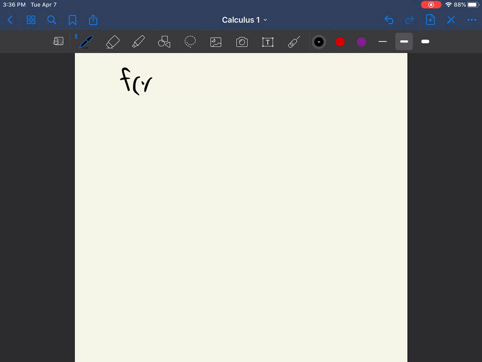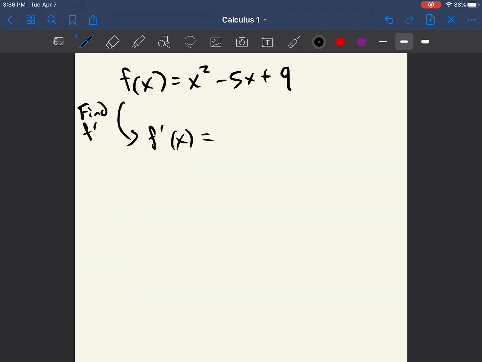So I've got the function f of x equals x squared minus 5x plus 9. We want to find its minimum, which means we want to find its critical points, right? So let's take the derivative, find f prime. We're going to take its derivative, set it equal to 0, and then we can find the min.